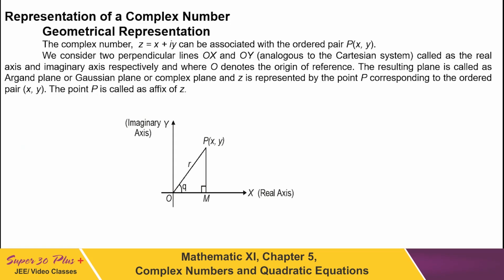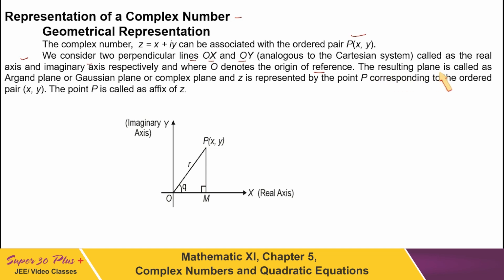Students, now we are going to study the representation of a complex number. First is the geometrical representation. The complex number z is equal to x plus iota y can be associated with the ordered pair x comma y. We consider two perpendicular lines OX and OY, analogous to the Cartesian system, called the real axis and imaginary axis respectively, where O denotes the origin of reference.